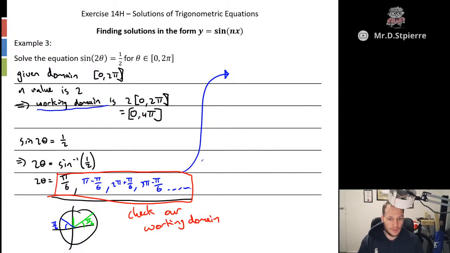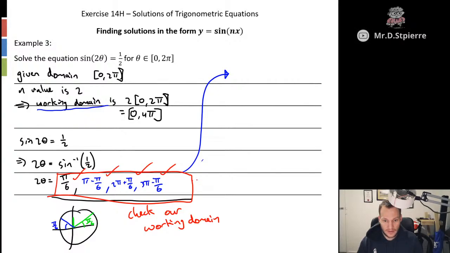So we needed between 0 and 4 pi. And it's actually good that I kept going on and on, because that's between 0, that's fine. 2 pi plus pi on 6 is still less than 4 pi. 3 pi minus pi on 6, that's fine. So I actually need to keep thinking about this.